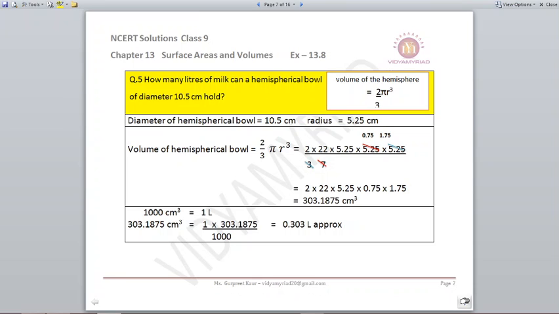You get your answer as 303.1875 centimeters cube. Now you need to find your answer in liters. So please remember 1000 centimeters cube is equal to 1 liter. So 303.1875 centimeters cube will be equal to 0.303 liters approximately.